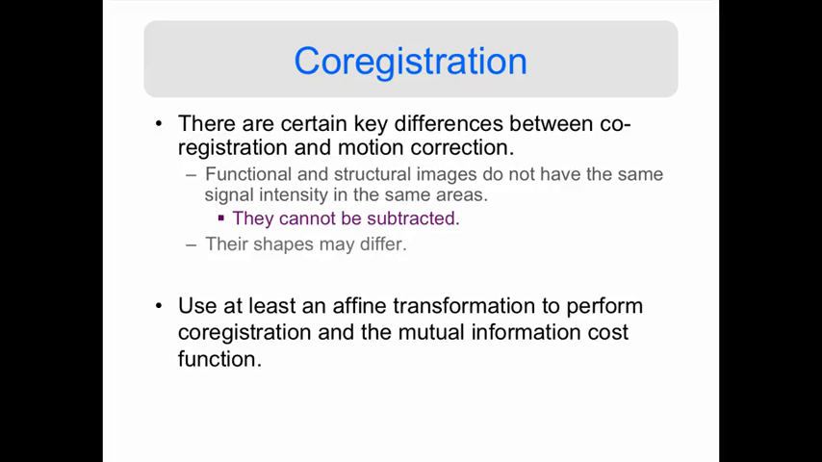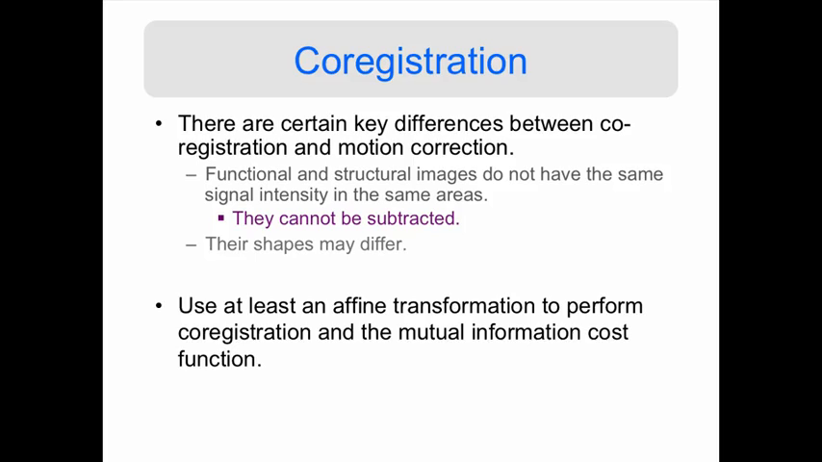So there are certain key differences between co-registration and motion correction. In both cases, there are similarities as well, because in both cases we want to align 2 images with each other. But the difference is that the functional and the structural images don't have the same signal intensity in the same area. So one is maybe a T1 weighted image and the other a T2 star, and so the intensities are going to be quite different from one another. So you can't simply subtract them from one another, and you can't do a least squares type of fit to find the best fit between the two images.